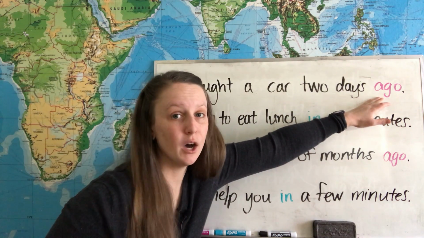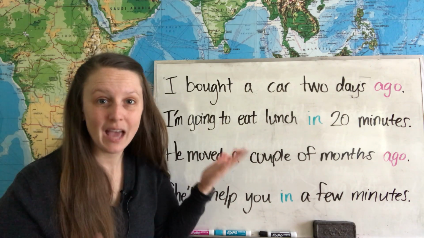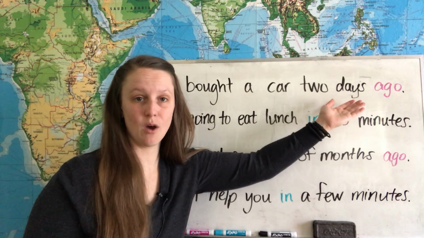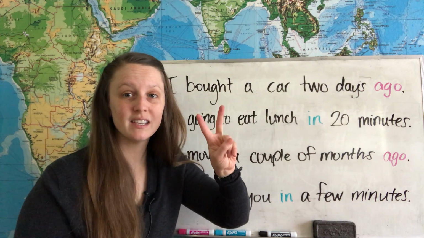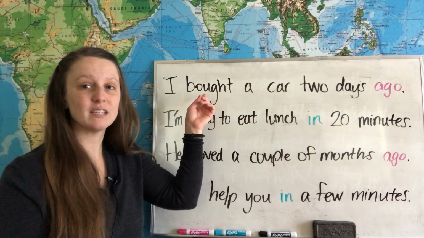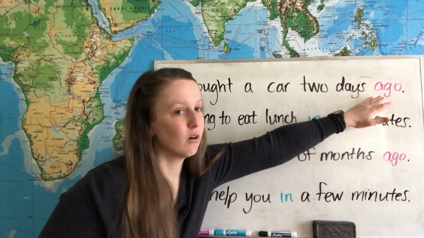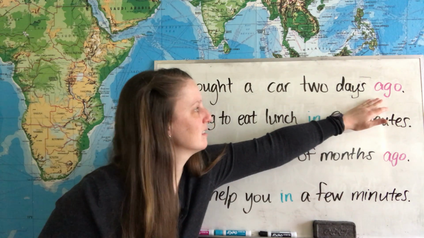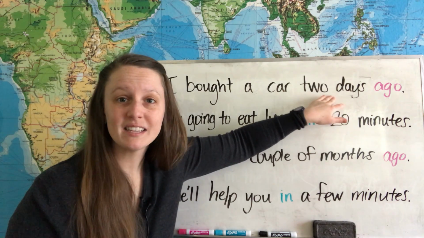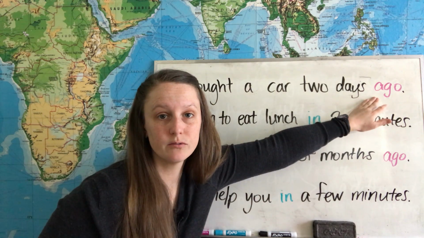We use ago to talk about how long in the past something happened. Let's look at this example. I bought a car 2 days ago. Means 2 days in the past, I bought a car. You can see we have our simple past verb here. We know that this is a past action. And we use ago to show how long in the past. With ago, the amount of time, the number of days or minutes, comes before the word ago.